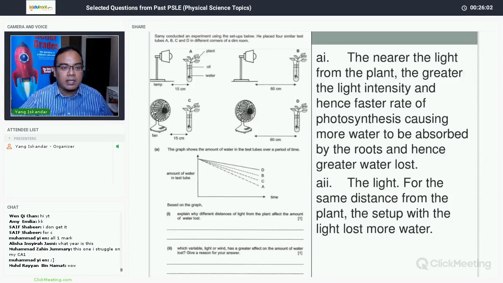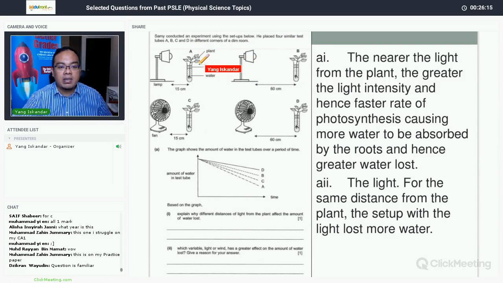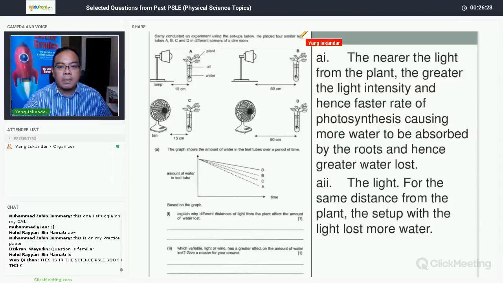Okay, let's take a look at this question. Sami conducted an experiment using the setup below. She placed 4 similar test tubes A, B, C, and D. Take note, the keyword here: the test tubes are similar. You can see each test tube has a plant, oil, and water, and the type of plant is the same. The number of leaves is also the same. So the test tubes are all the same.